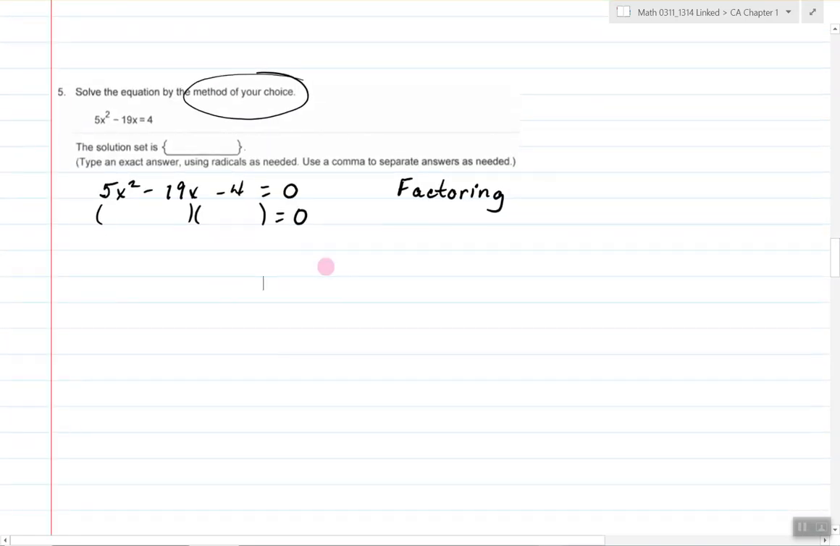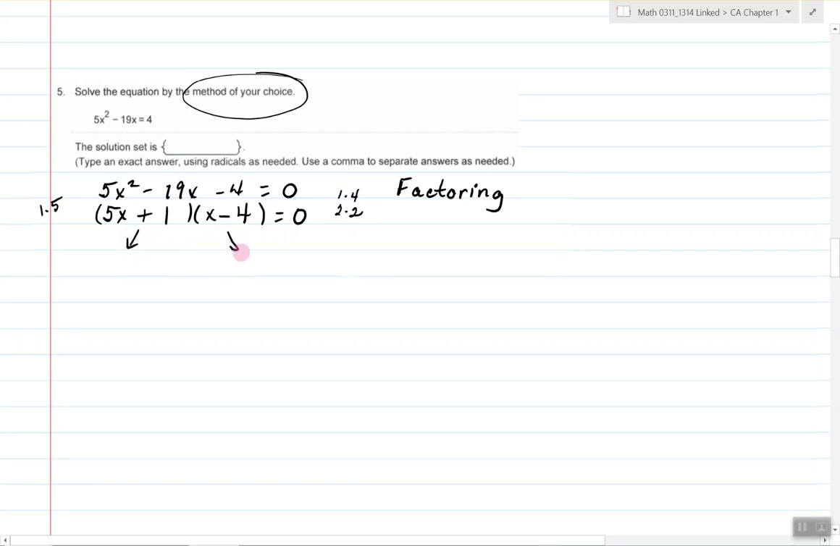Whoops. I don't know why that jumped. All right, plus 1 minus 1. I'll have 5x and 1x. And I think I'll put the 4 down here and the 1 here, because remember, for the 5 we had 1 and 5. For the 4 we either had 1 and 4 or 2 and 2. I chose 1 and 4. My outer product is negative 20. My inner product is 1. That means my middle term is correct. So factoring has worked nicely for me.